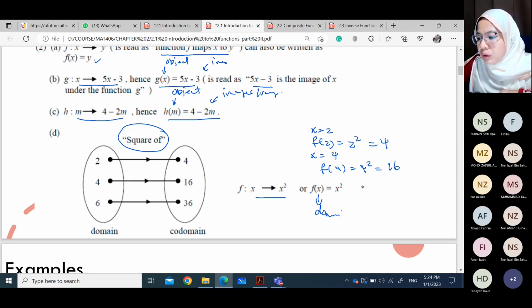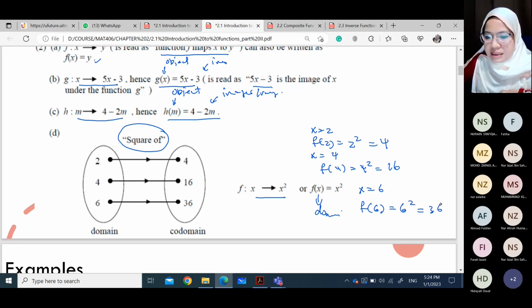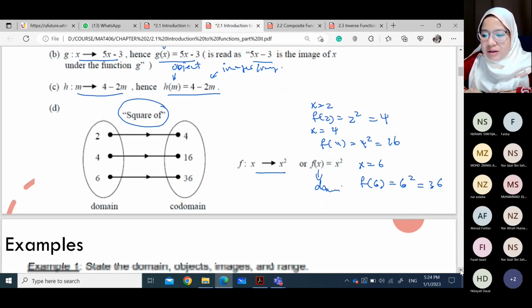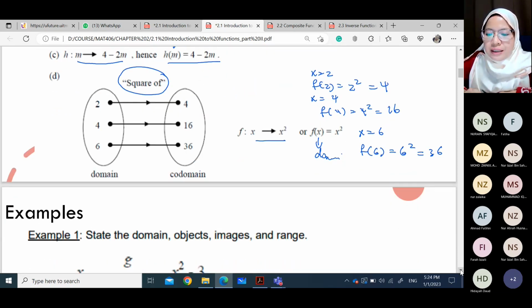Okay, so for domain x equals 6, f at 6 is equivalent to 6 squared, which is 36. So we map 2 to 4, 4 to 16, and 6 to 36. Okay, right, can? So this is a one-to-one relation.